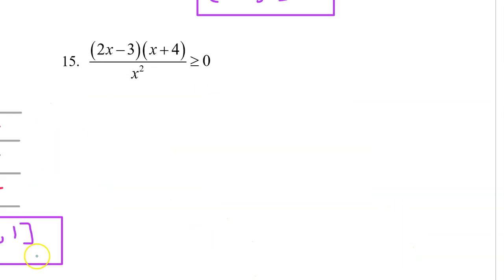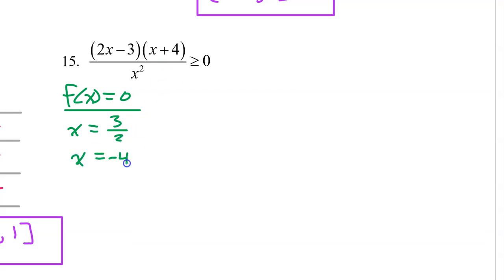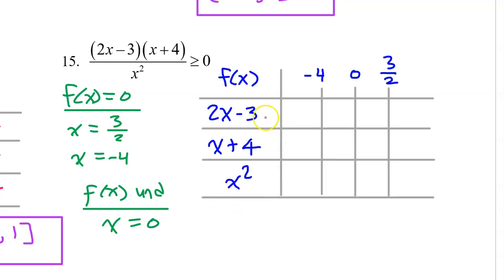That's it. Number 15. Where is f of x equal to 0? That's where the numerator is equal to 0. So that's going to be at x equals 3 over 2 and x equals negative 4. Where is f of x undefined? That's where the denominator is equal to 0, which is at x equals 0. Set up your sign chart like this, with a row for every factor, including this x squared, and with your critical values in order from least to greatest across the top.